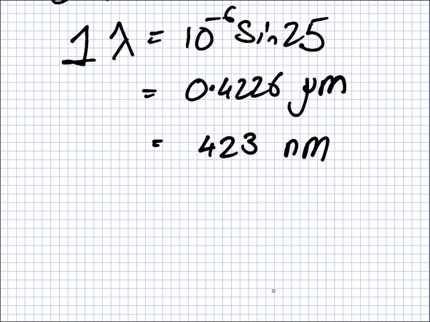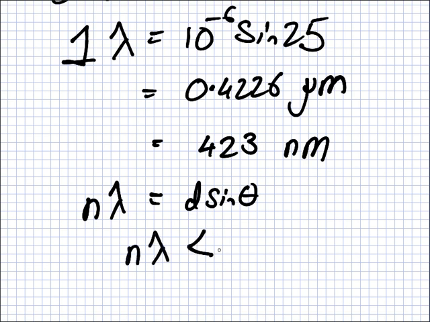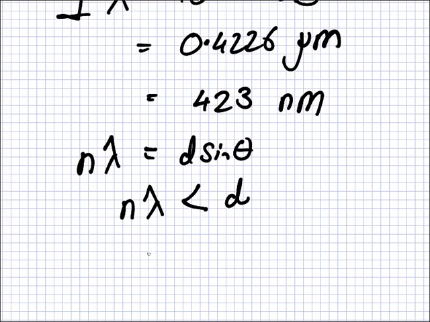Next. How many maxima are visible in total from this arrangement? Okay, so that's using the formula n lambda equals d sine theta. But sine theta, the biggest it could ever be is 1. In fact, you could never get 1 here because that would mean theta is 90 and it wouldn't actually hit the wall. So n lambda is always less than d, which means n will be less than d over lambda.